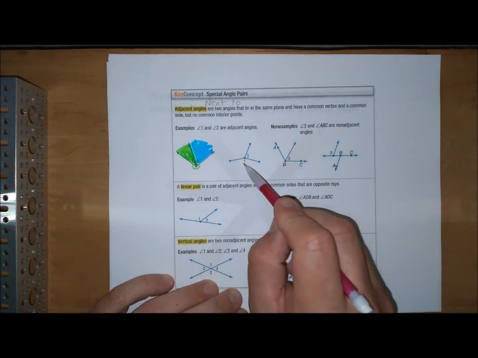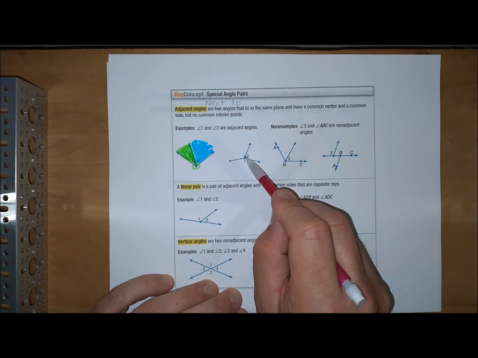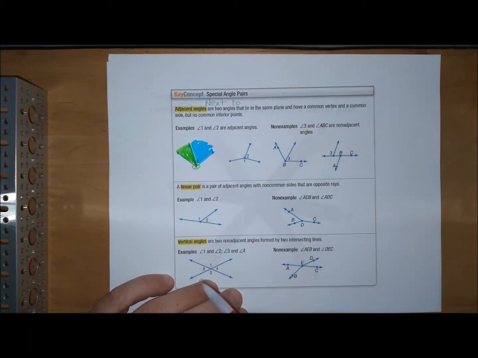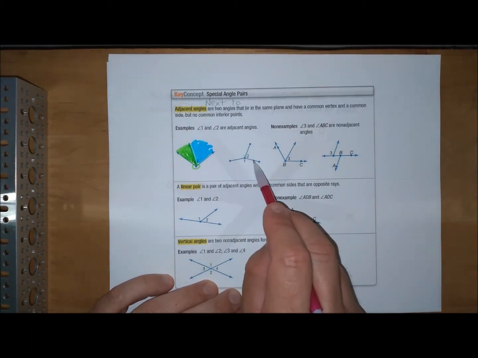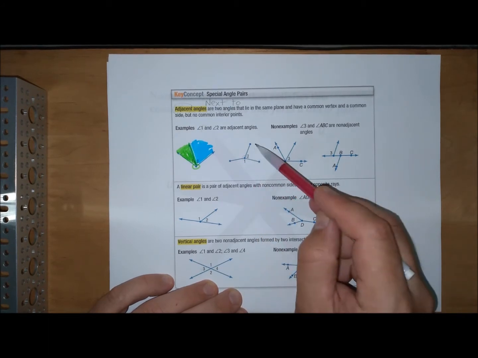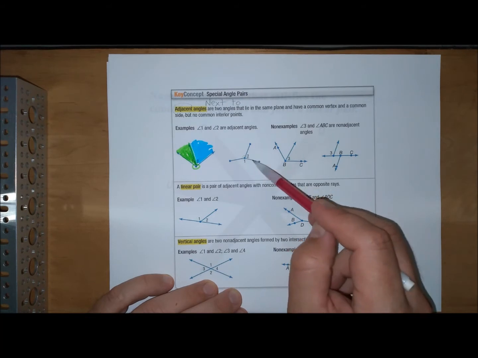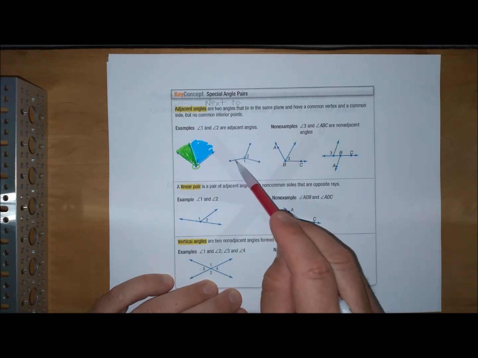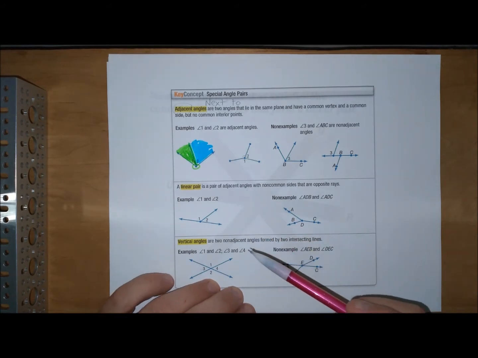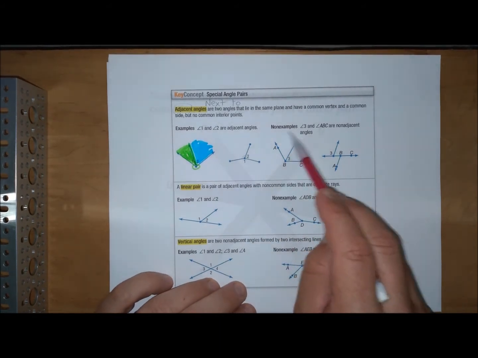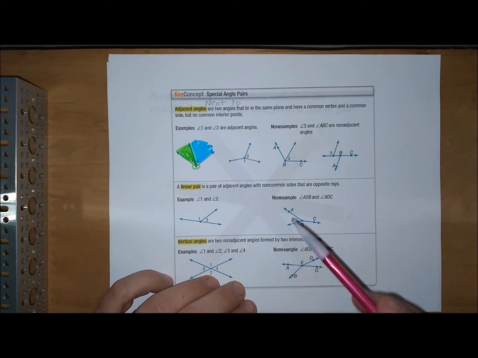Okay, here we have the same condition. Angles 1 and 2 share a common vertex. They share a common side. And all of the interior points in angle 2 are unique to angle 2, and none of them lie in the interior of angle 1. They each have their own unique interior points. So here's some non-examples to help us understand where we might look at angles that are not adjacent.